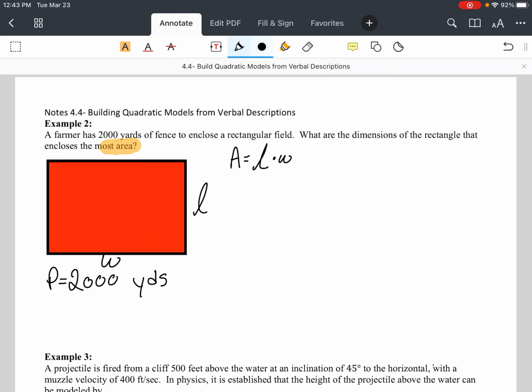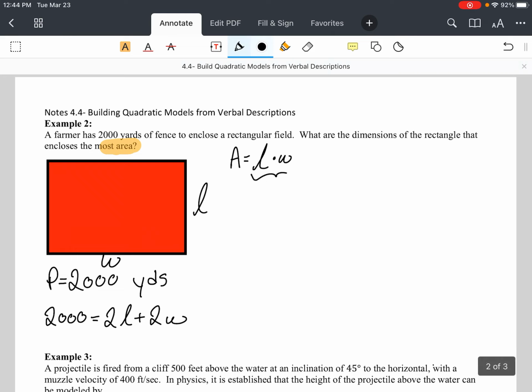All right. So now we need to be able to relate these. First of all, the only information that we have is that the perimeter of our rectangle is going to be 2,000 yards. So what we can do is set this equal to the perimeter equation. Remember, the perimeter equation is just twice the length plus twice the width. So 2,000 is equal to twice the length plus twice the width.